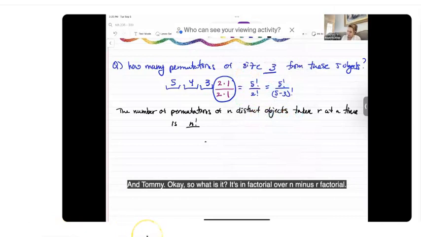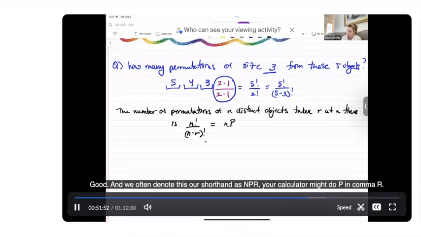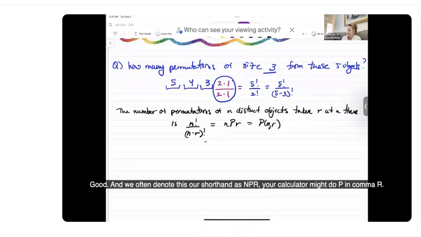It's n factorial over n minus r factorial. Good. And we often denote this, our shorthand is nPr. Your calculator might do P(n, r). This is my favorite. It is not choose though. Choose goes specifically with combinations. Okay?